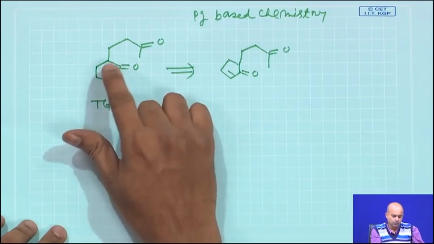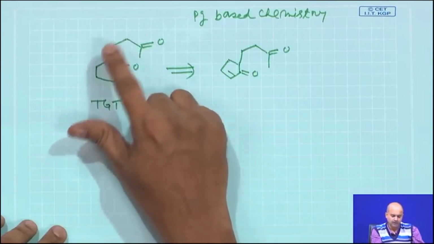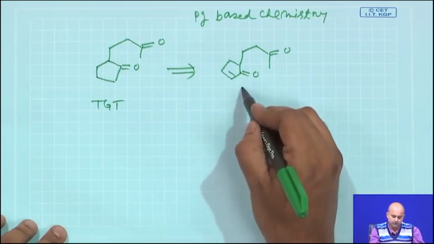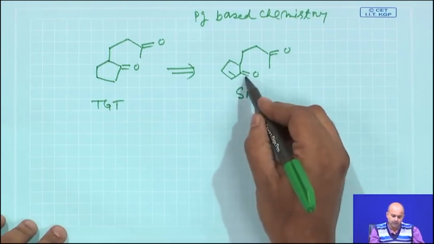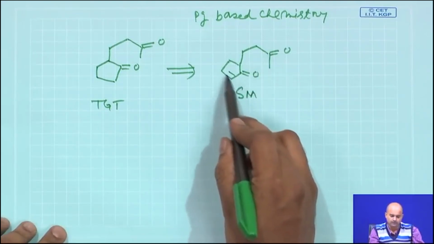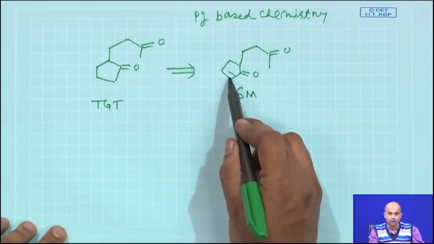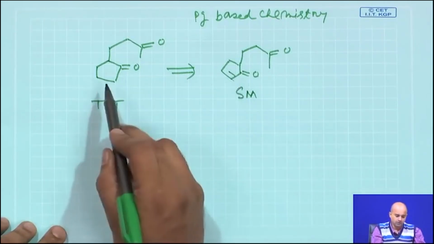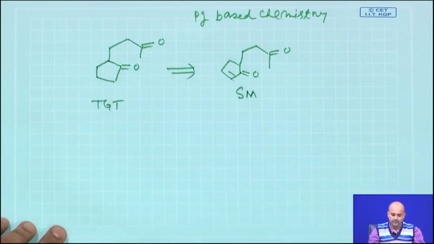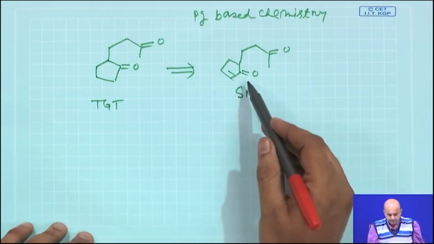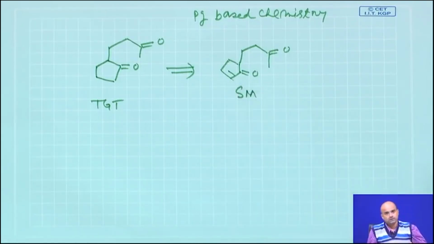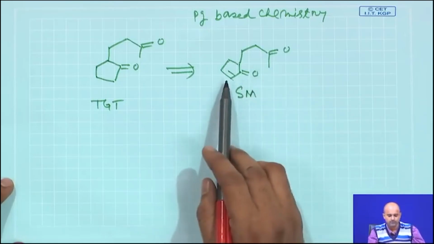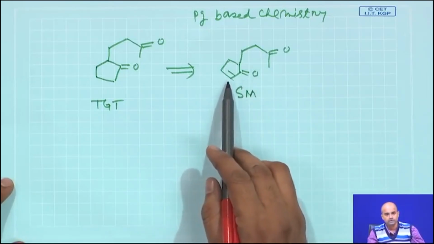is basically a 1,5-dicarbonyl compound, 1, 2, 3, 4, 5, and the starting material which was given to you is also a similar dicarbonyl compound, but only one double bond is there which needs to be removed from the starting material to come to the target molecule. Now, as I said, this kind of transformation can be easily done with a simple palladium charcoal mediated hydrogenation.